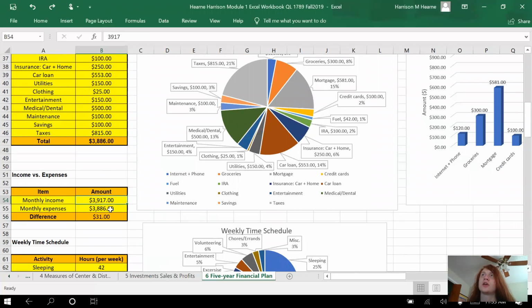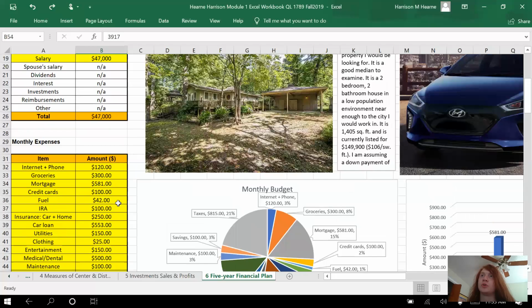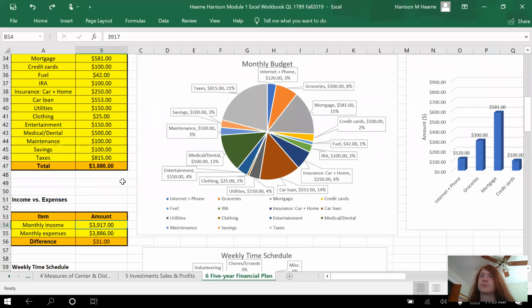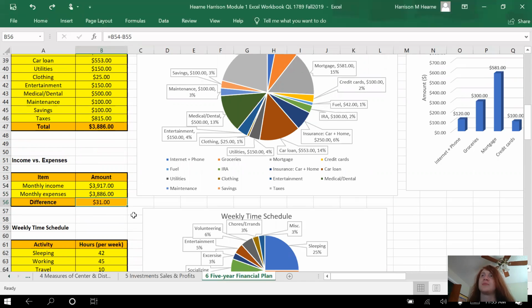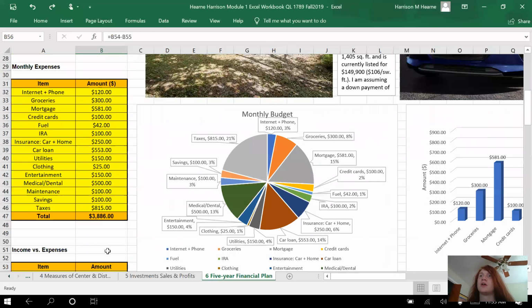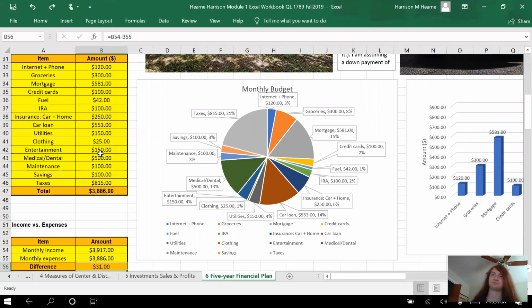So if we come down here and we break down the monthly income, which remember is this cell divided by 12, and then we subtract the monthly expenses from that monthly income, we're left over with a difference of $31. That means that there's $31 extra that I could allocate to any of these different expenses, most likely either to savings or the IRA.